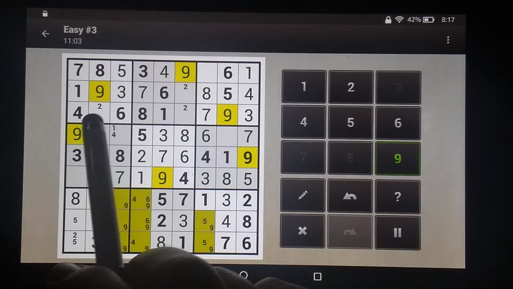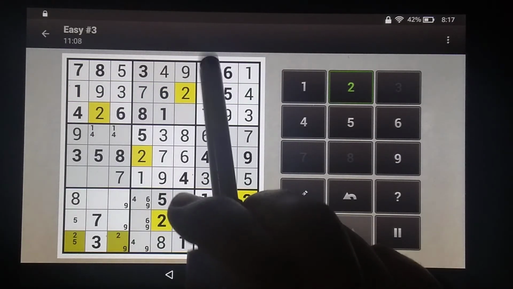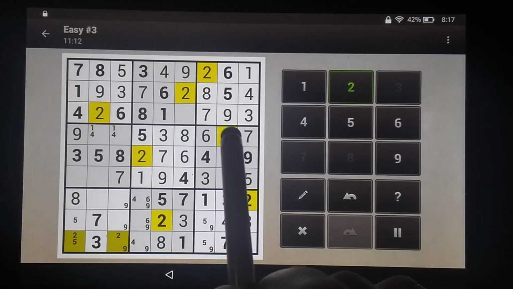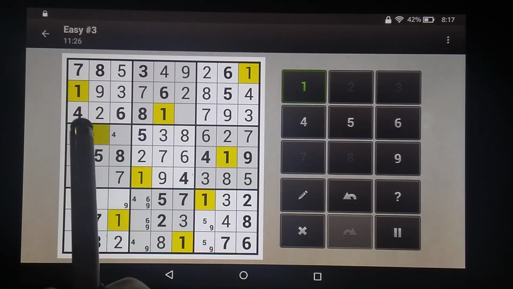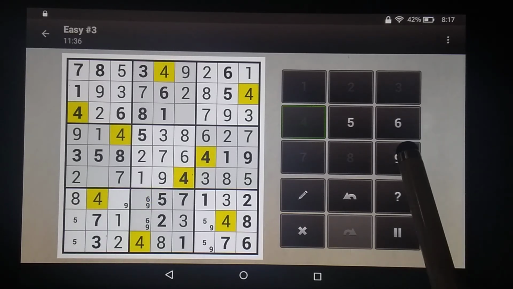Okay, that 9 got placed, so therefore that one has to be a 2, which forces that one to be the 2, which forces that one to be the 2. This only has that left for a 2. That can't be a 2 because that can't be a 2 because that. So there's that 2, there's that 2. On to the 1s. No 1 because of there. No 1 because that. Must be the 1. Must be the 1. Now that that has to be the 1, this one must be the 4. And now this has to be the 4, and this has to be the 4.